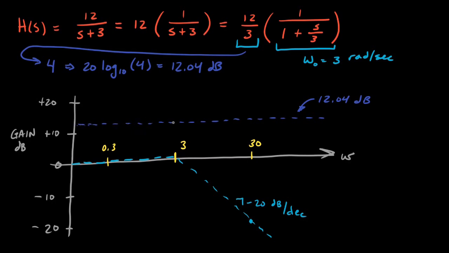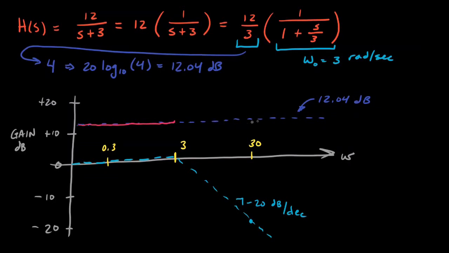So all the way out to our break frequency, I'm going to have something that's just going to track right along here at 12 dB, because I got 0 dB plus 12 dB. And then at the break frequency, something is going to have to change. So what's going to happen is now I'm going to just follow.